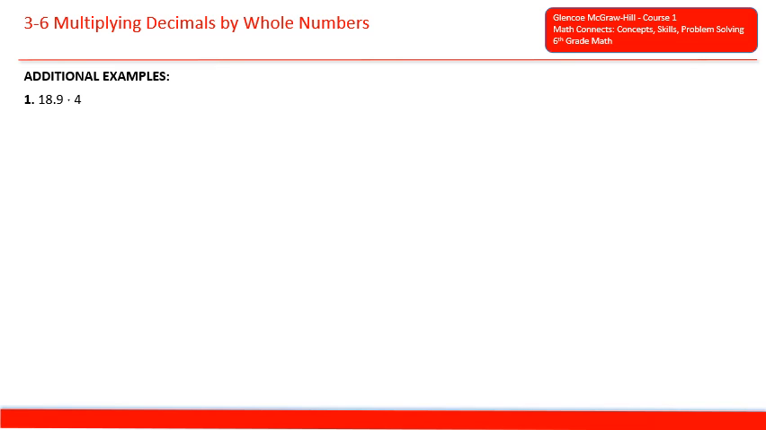Additional examples, 18.9 times 4. If we multiply that, it's 756. Where does the decimal go? There's 1 in the problem, so there's 1 decimal place in the answer, so it's 75.6. We have 0.56 times 7, and we use the algorithm to multiply that out. We get 392. Where does the decimal go? There's 2 decimal places in the problem, so we're going to put 2 decimal places in the answer, and we get 3.92.